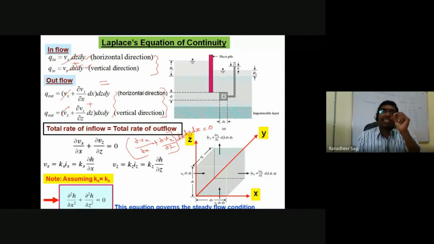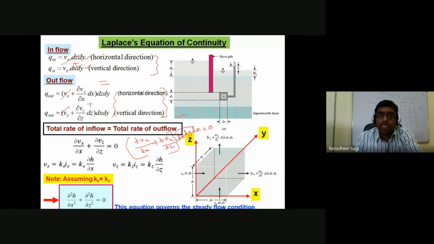What does dx, dy, dz mean? dx into dy into dz is nothing but the volume of your chosen soil element. As we said, the soil is incompressible, rigid in nature, so there is no change in volume of the soil happening. So it means dx into dy into dz cannot be 0. So what has to be 0 automatically?